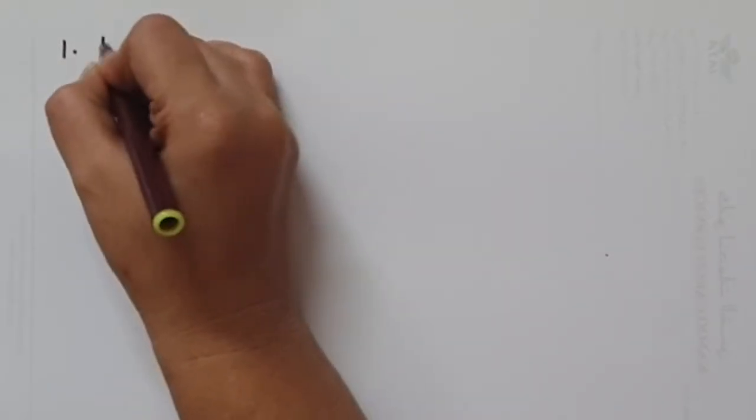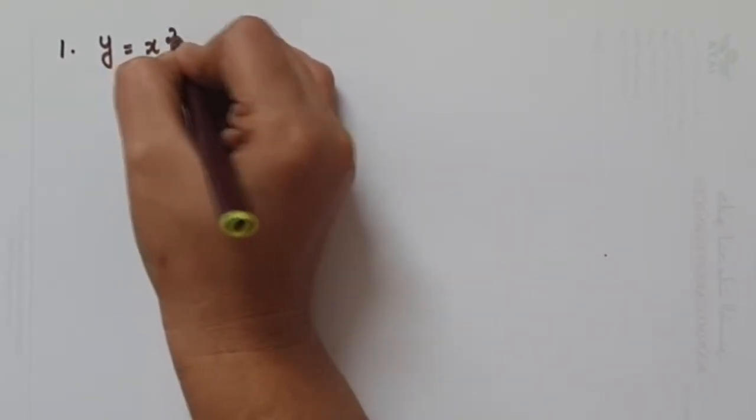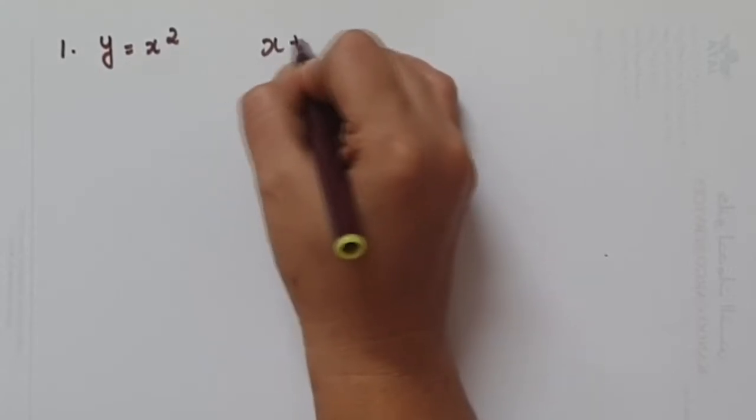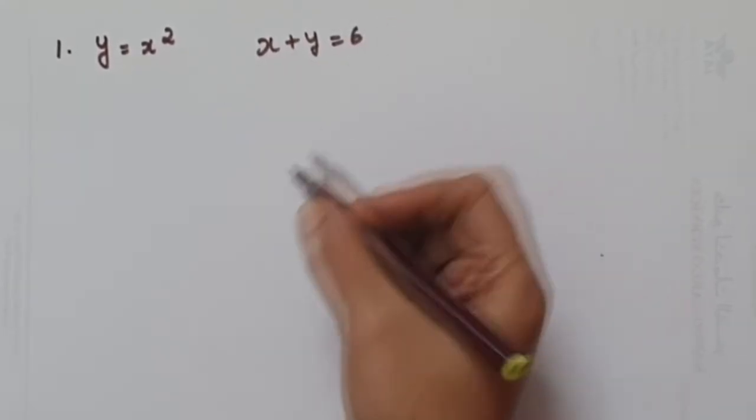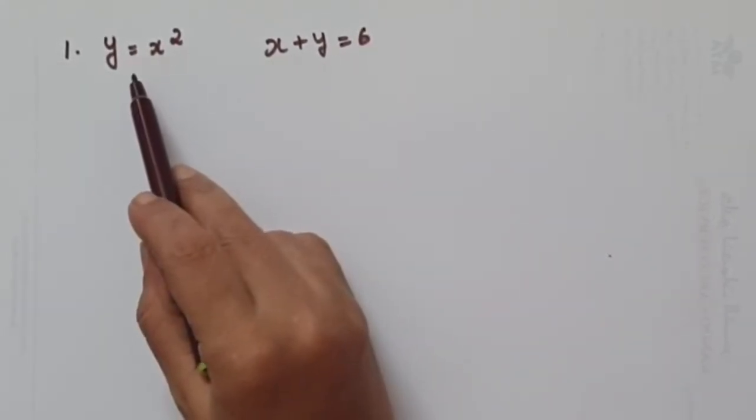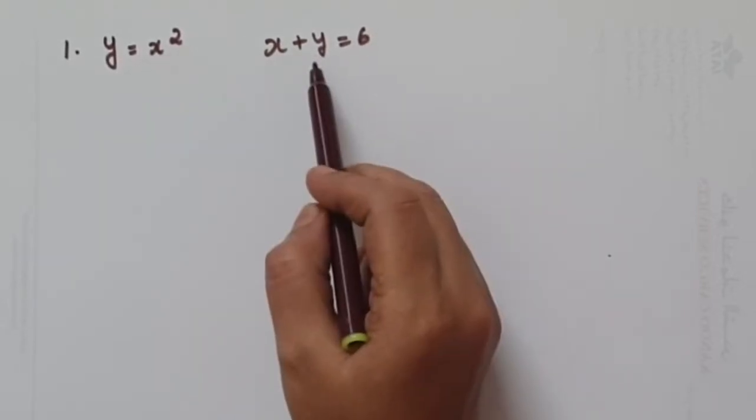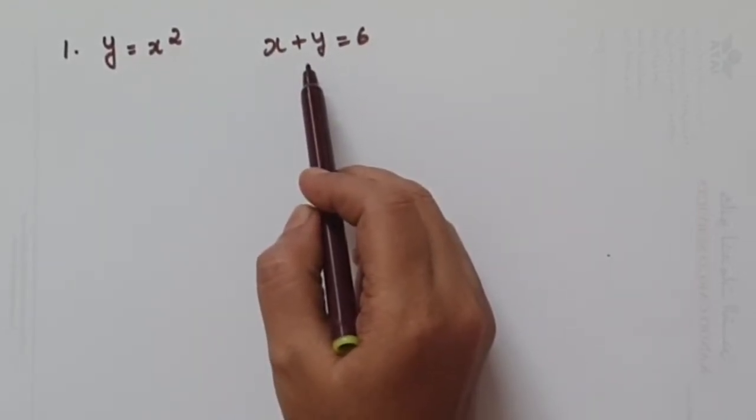Solving simultaneous quadratic and linear equations. Now we are going to solve a linear equation and a quadratic equation. So the first question: y equal to x squared and x plus y equal to 6. We are given two equations. One is a quadratic equation and this is a linear equation.